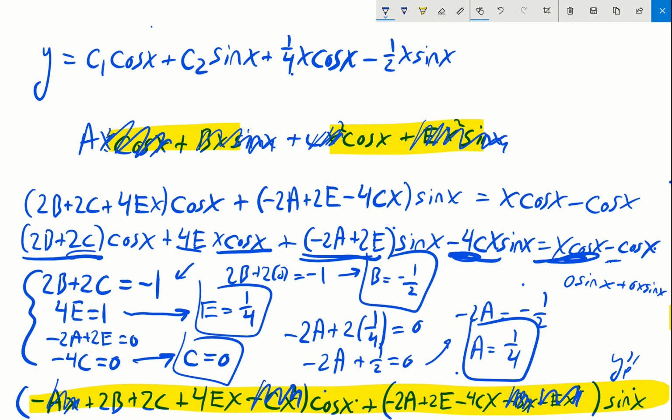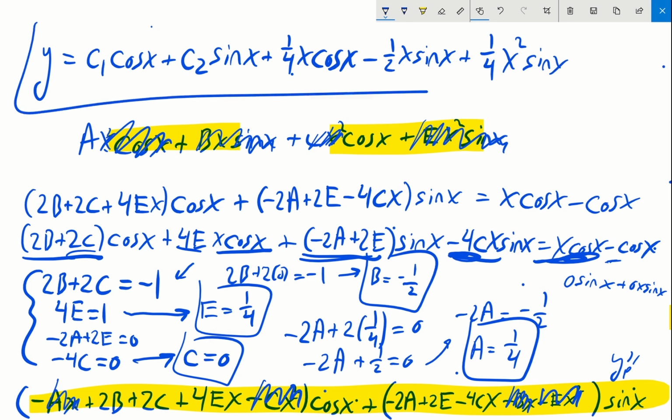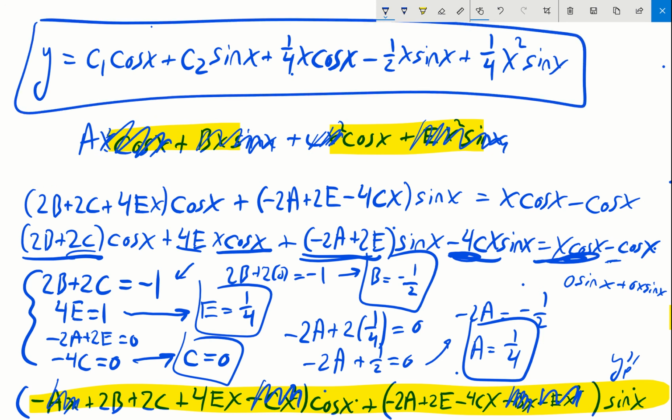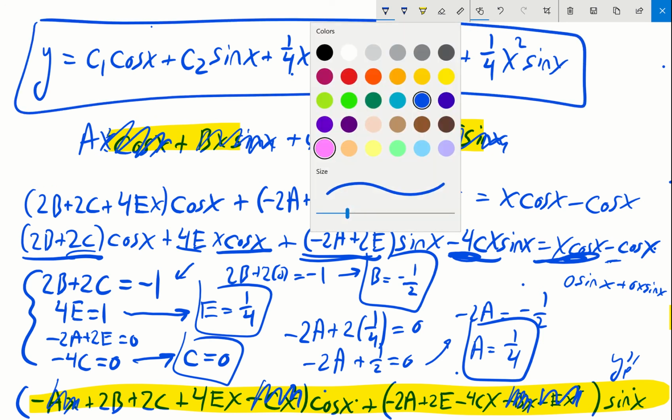C was our coefficient of the x squared cosine x term. So that was 0. So that term doesn't show up. And then E was the coefficient of the x squared sine x term. That was 1/4. So plus 1/4 x squared sine x. It's a pretty nice differential equation.